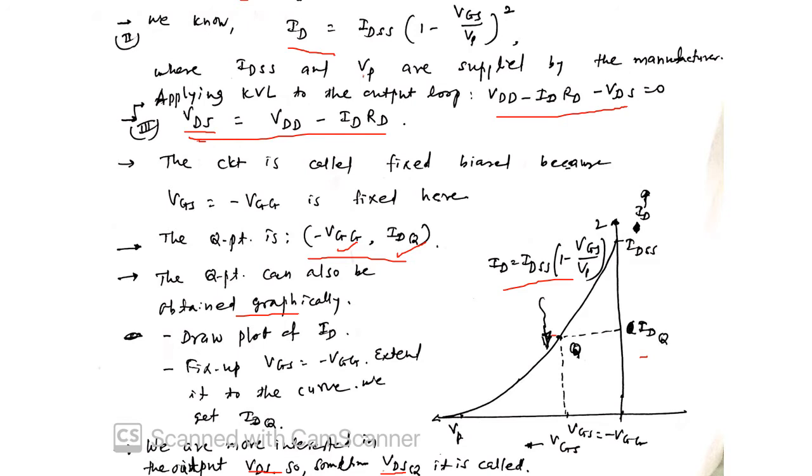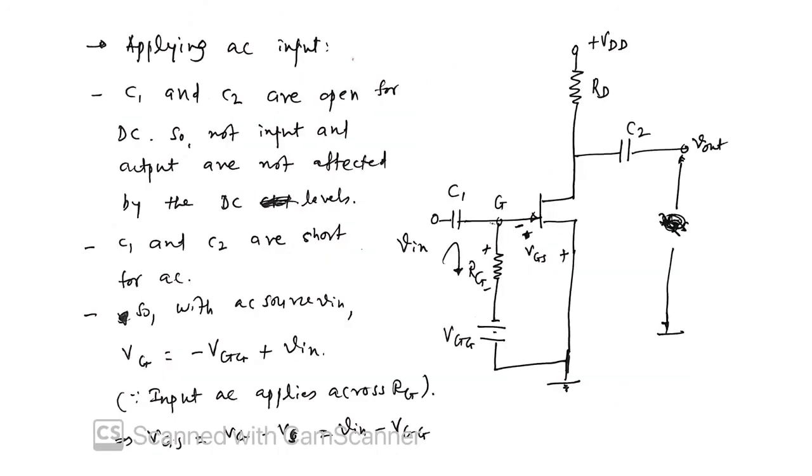This is going to be the method for all types of biasing networks. We may not discuss the graphical method every time, or show the Q point on the graph. Here we try to show the Q point on the graph. It is on the transfer characteristic, not like the BJT, where it is on the output characteristic curve. Here it is not on the output drain characteristic, but on the transfer characteristic. Now let us look at the AC analysis of the same circuit.